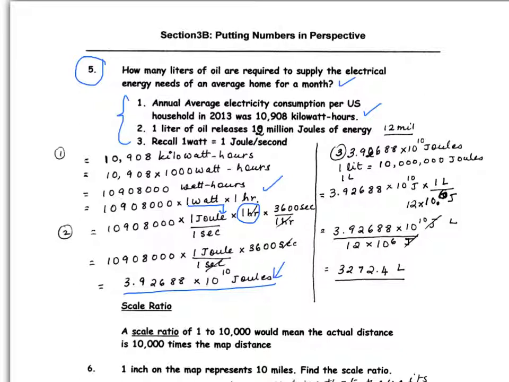And this is very close to the final answer. All we have to do now is figure out how many liters of oil we need to produce this amount of joules of energy. So let's go through the steps. Our first step is 10,908 kilowatt hours changes to 10,908 times 1,000 watt hours. So combining the numbers, we get 10,908,000 watt hours.